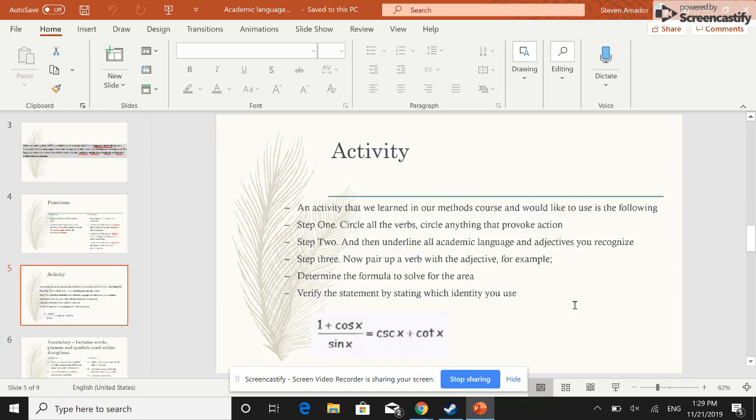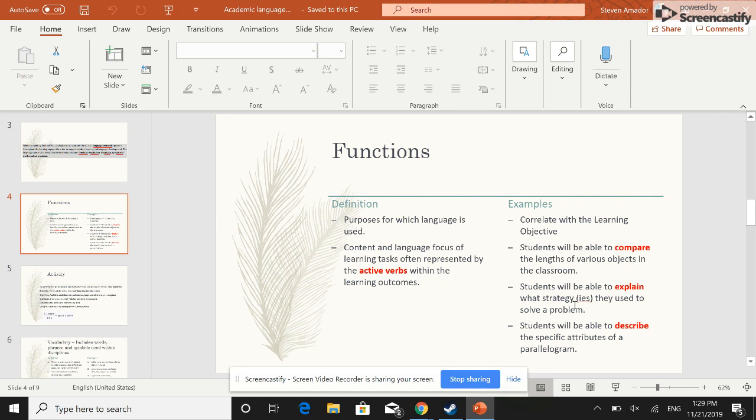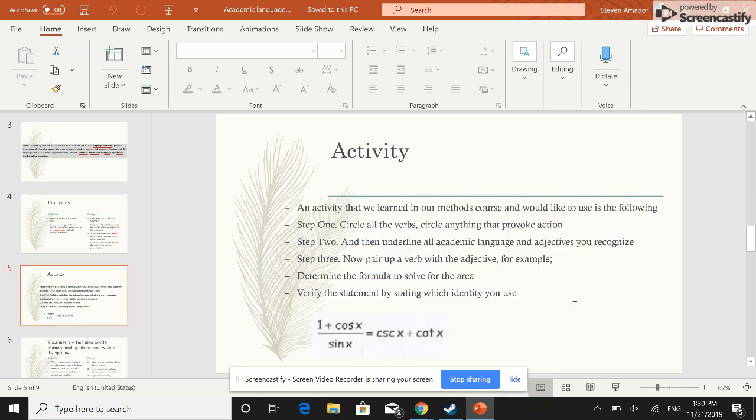An activity that I wanted to address is one that we learn in our math methods course, where before the students start the worksheet, we ensure they find what we're looking for. For step one, they would circle all the verbs. So this would be all the language functions, for example from the previous slide, compare and explain, whatever that worksheet is asking them to do.